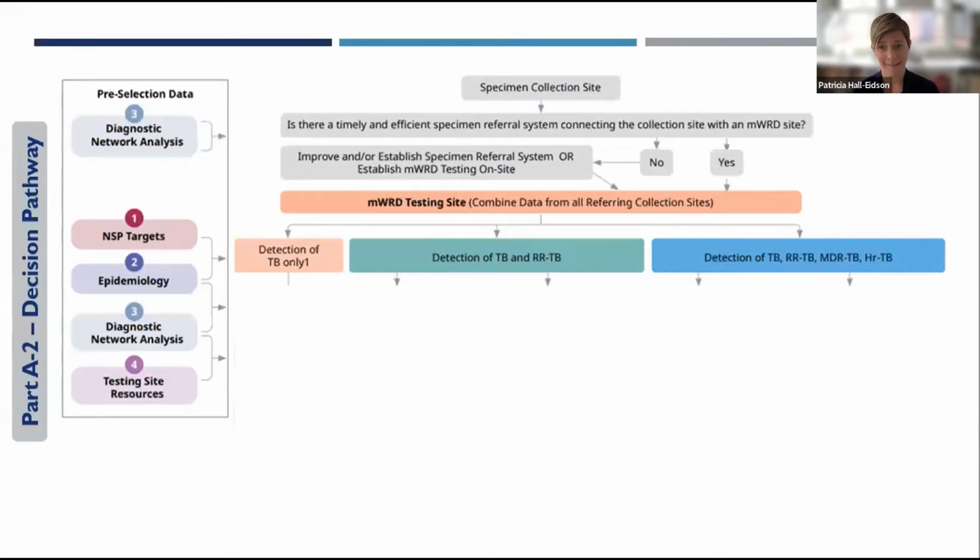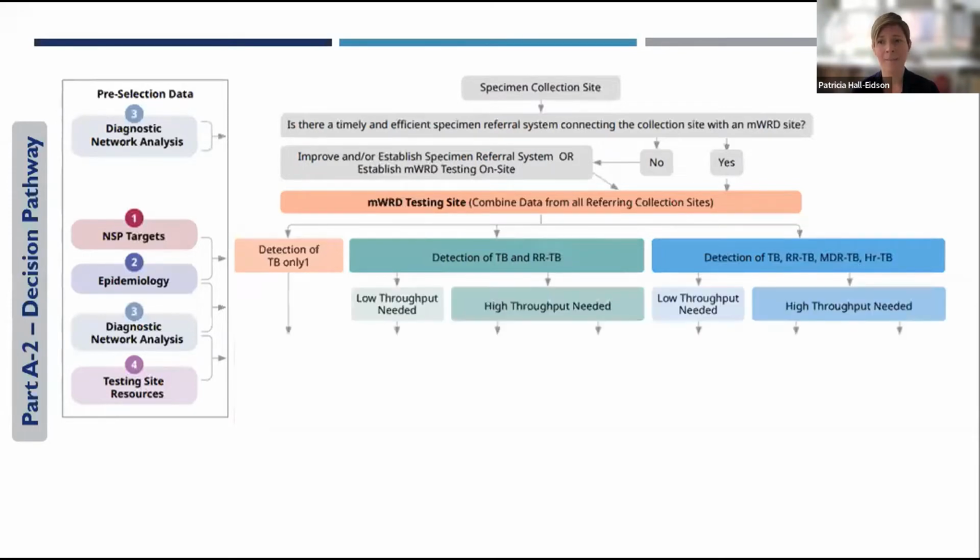The EPI and diagnostic network analysis findings can then be used to inform whether the testing site requires low or high throughput to meet patient demand for the test type selected. And this is important because we've mentioned the capacity of these tests differs and the capacity of the instruments differs.